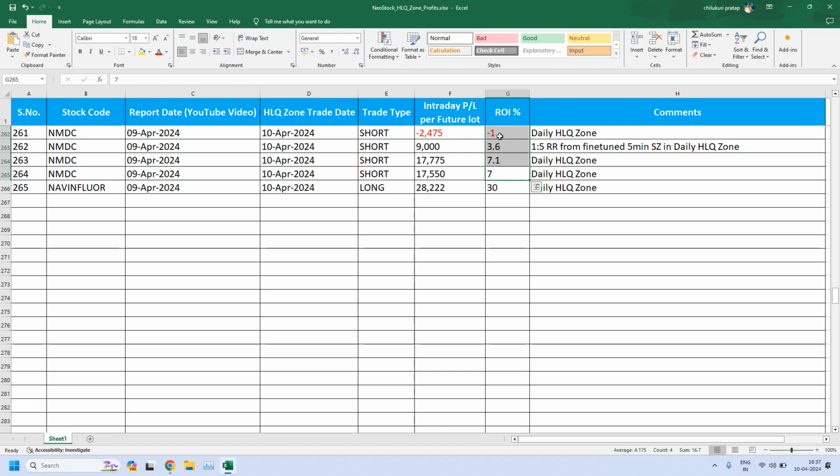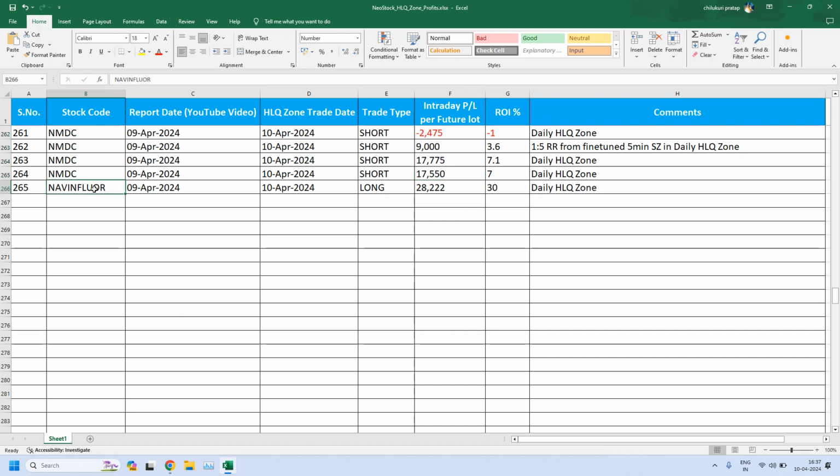If you deduct that, we got 16.7% ROA from just one stock, NMDC. Including this loss, if you deduct it, you would have got a profit of 41,850 rupees today, if you took trades in all these zones. So it's an excellent trade, right?